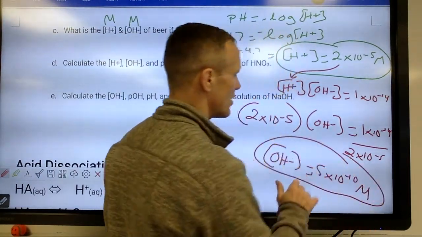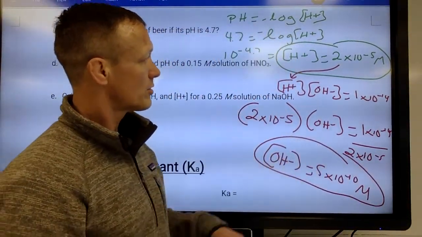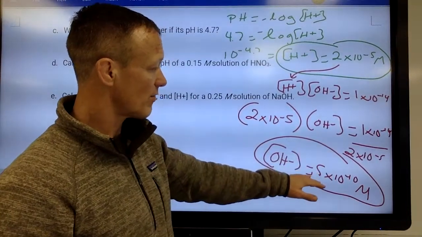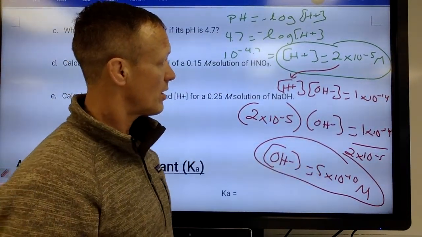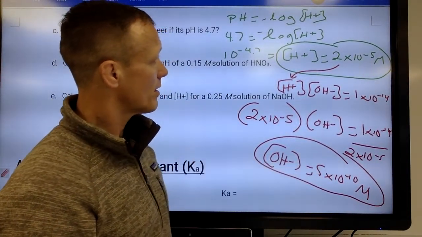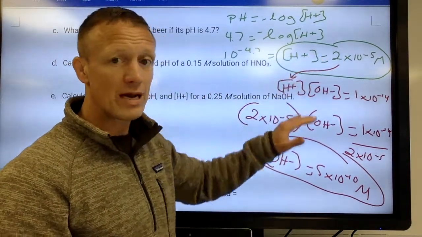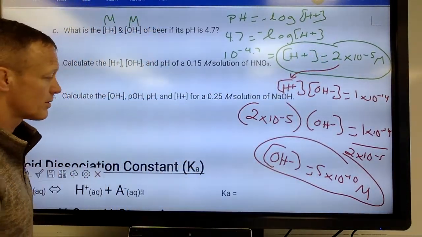Remember, that is a molarity. That's our molarity. So there's our molarity of H plus. There's our molarity of OH negative. It is acidic, so this molarity should be higher than that molarity. All right.